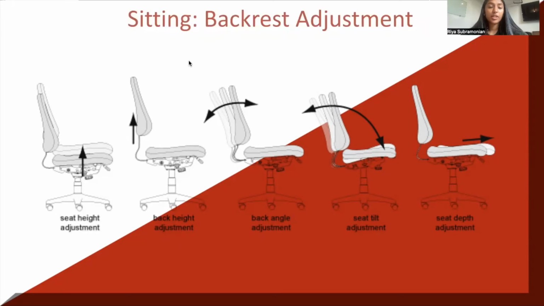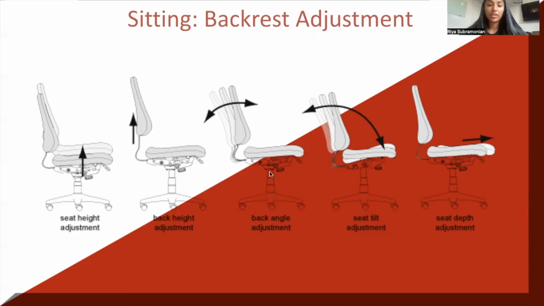This set of pictures allows us to fully understand the adjustment mechanisms for the backrest. The first one that we have is the seat height adjustment. You can heighten or lower this adjustment to make sure that you have that 90 degrees or around 100 degrees in the knees. The next thing we have is the back height adjustment. This can determine where your backrest sits.